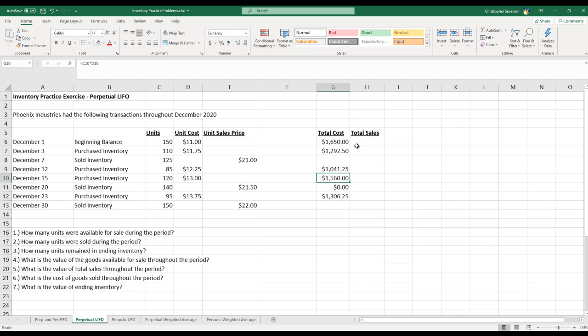and then notice that some of these, the sales prices, will be over here. We won't need that in the cost. So that's what we're doing here.